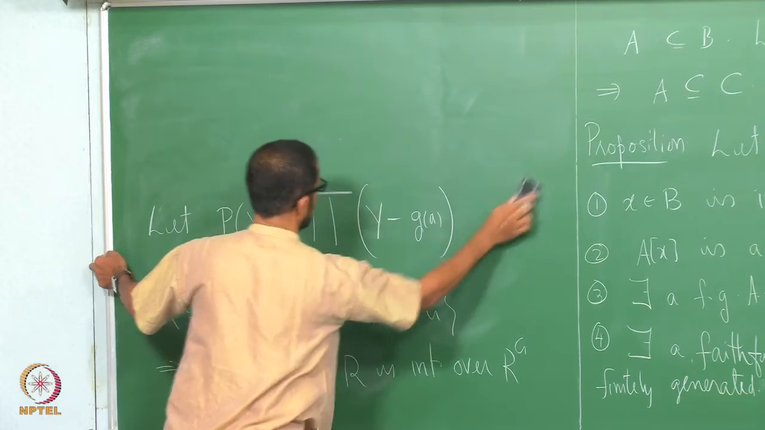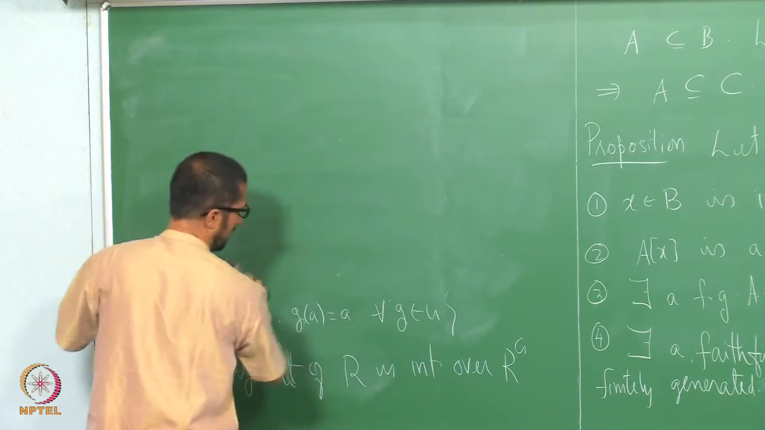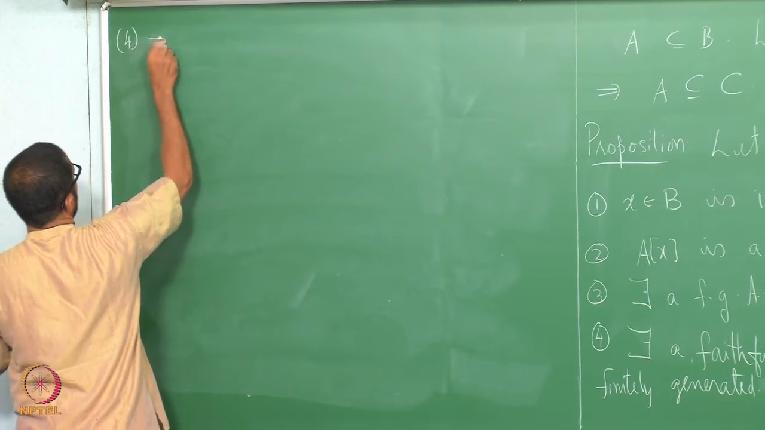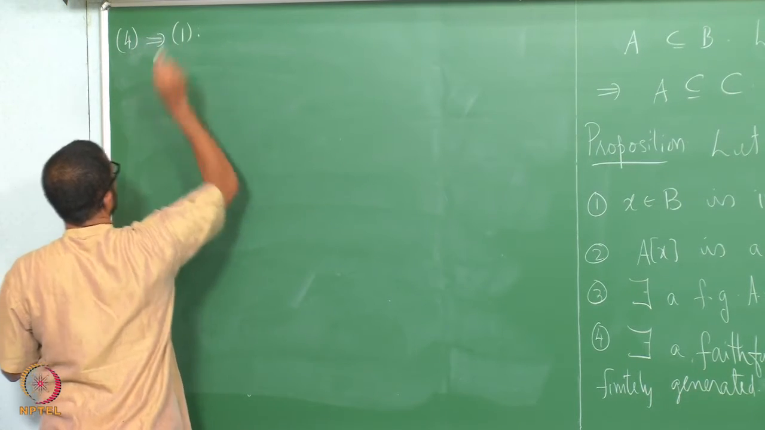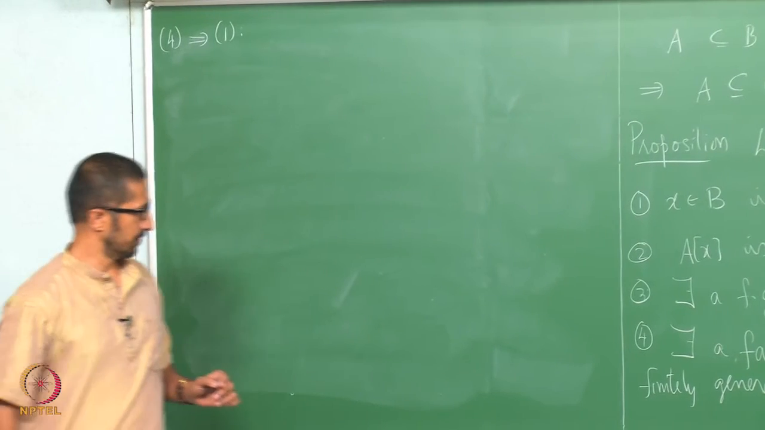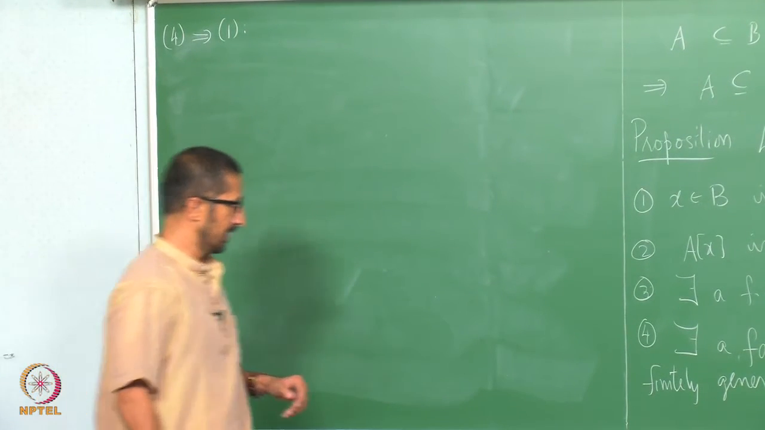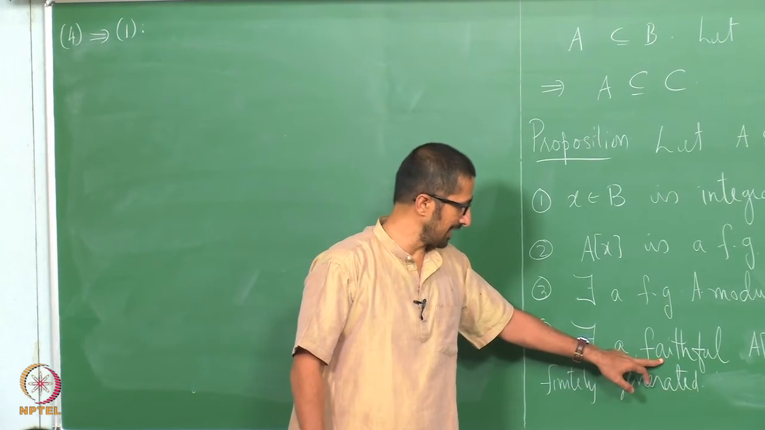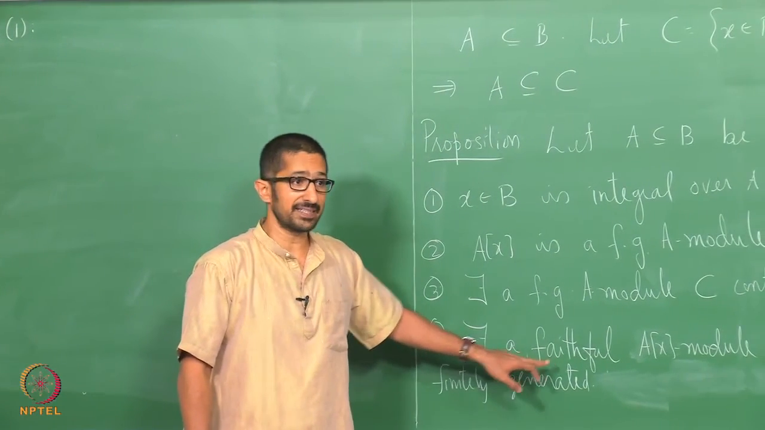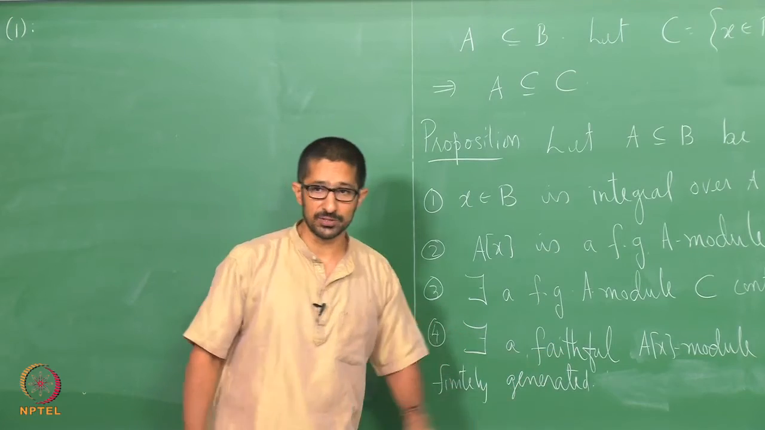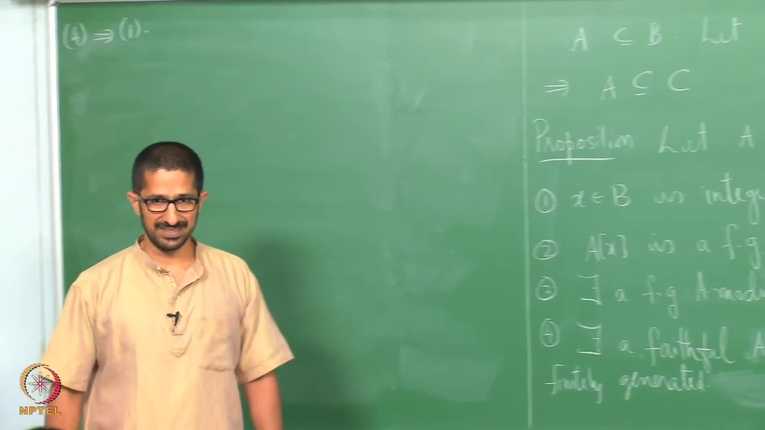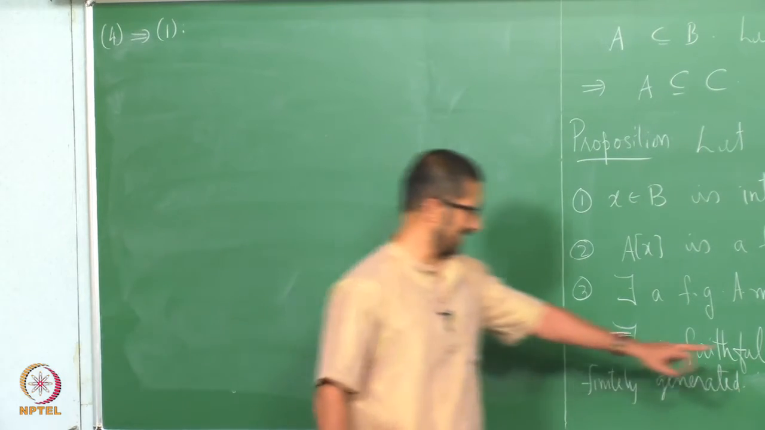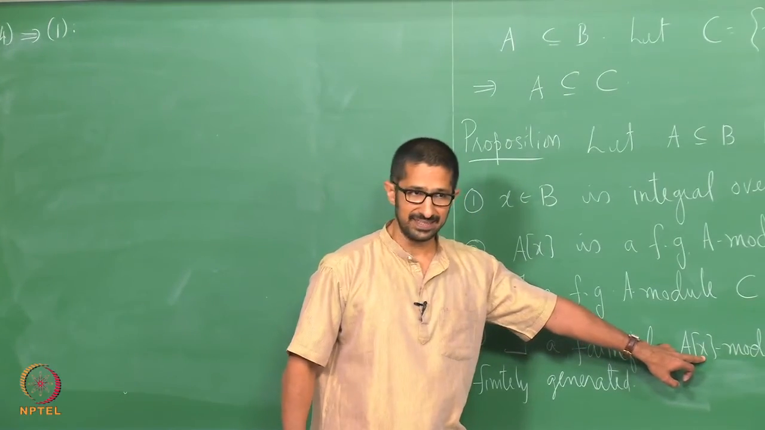So, now let us look at 4 implies 1. What we are given is a module M, which is a faithful A[x] module and which is finitely generated as an A module. We need to prove that this x is integral over A.